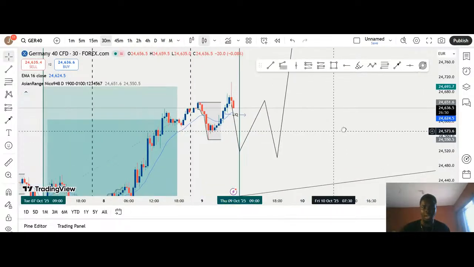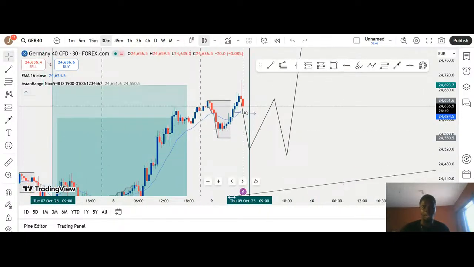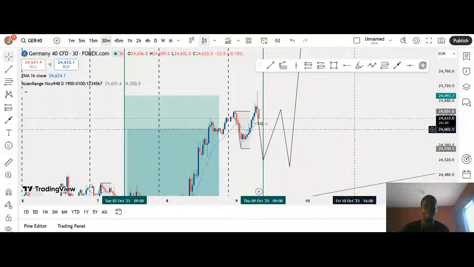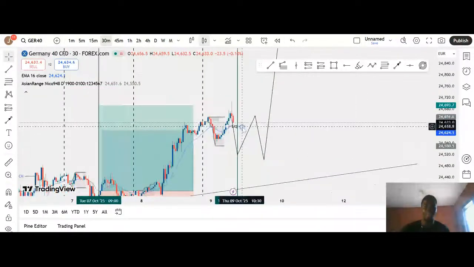On German 40. So guys, GBPJPY, we are expecting a buy. German 40, we are expecting a buy. So these are the two pairs that we are looking at.